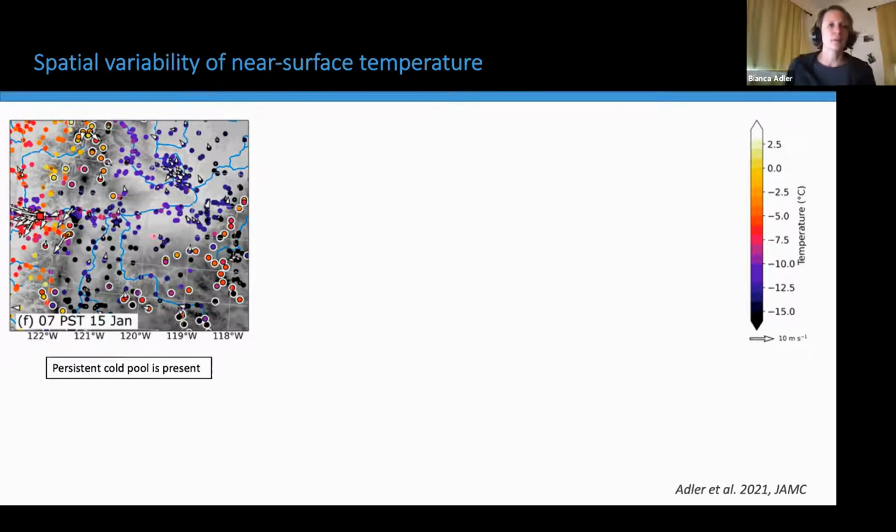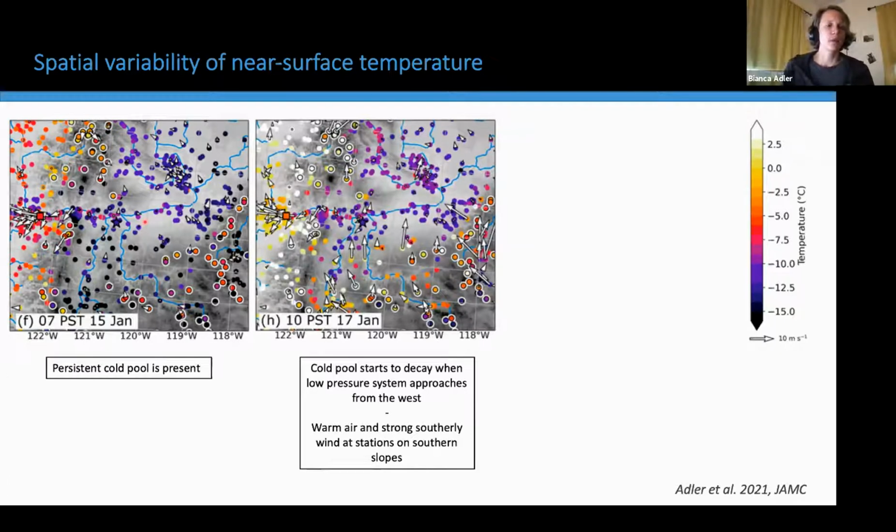This is an example from the period when the persistent cold pool was present. And it's very nice to see that the coldest temperatures, here indicated by these purple blackish colors, are at the lower elevations of the Columbia River Basin. Then the stations above the ridge height here in the south partly measure temperatures more than 10 degrees warmer than stations at lower altitudes.